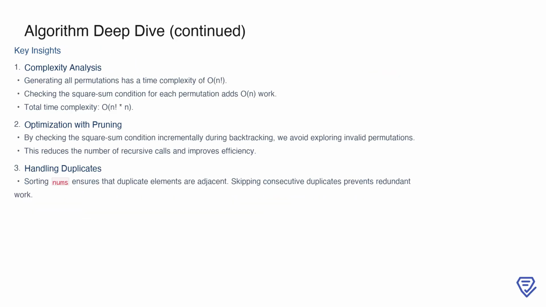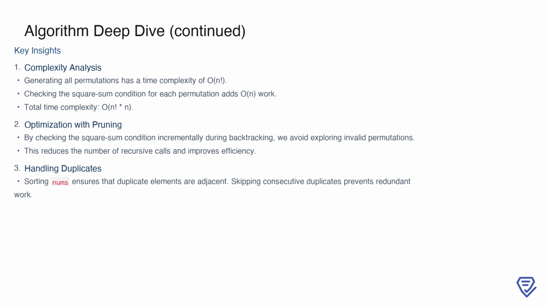Now, let's dive into some key insights about the algorithm. First, the time complexity of generating all permutations is O(n!), where n is the size of the input array. For each permutation, we also need to check the square-sum condition, which adds O(n) operations. Hence, the overall time complexity is O(n! * n). To optimize this, we use pruning to avoid exploring invalid permutations.